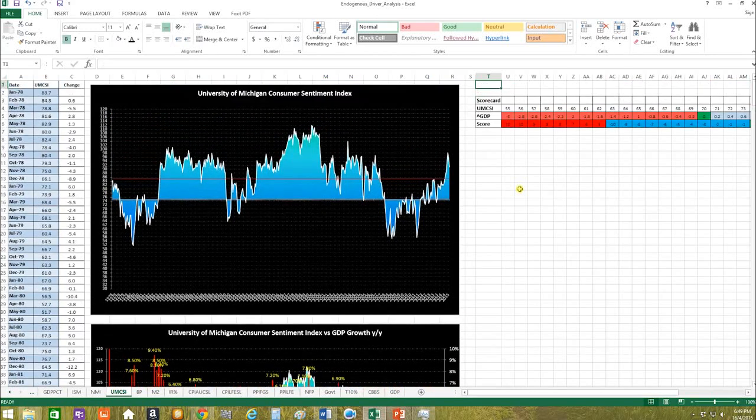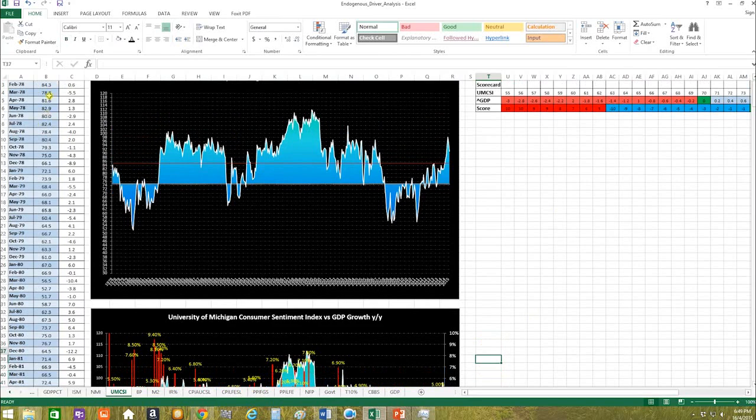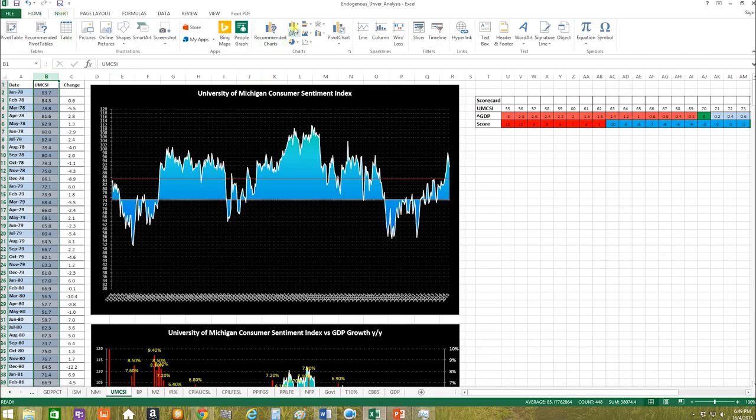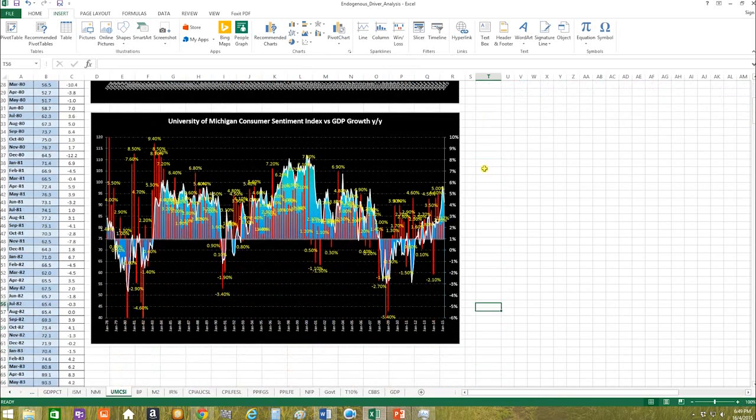And we know how to draw these charts. Basically, we're just referencing this data. We're going to insert, choose our 2D chart, turn it into a line, and then add our GDP data onto it.